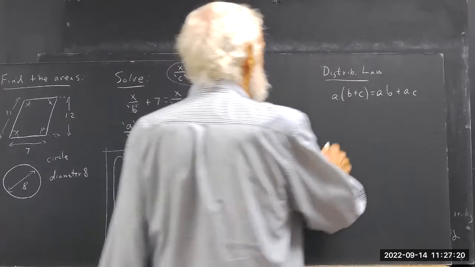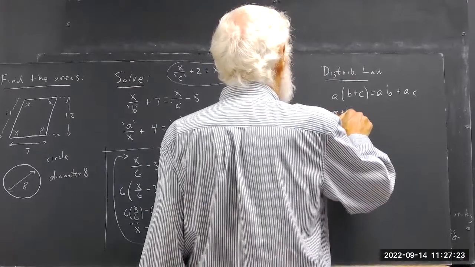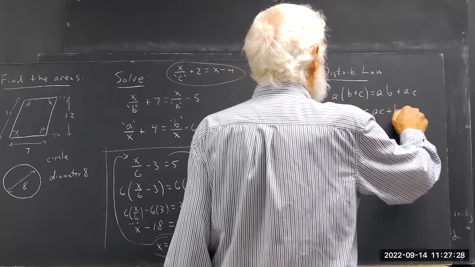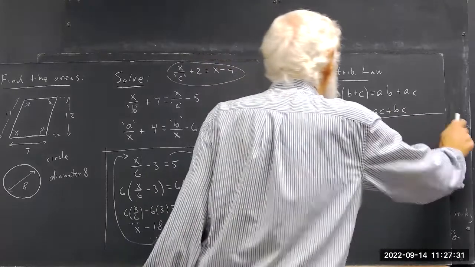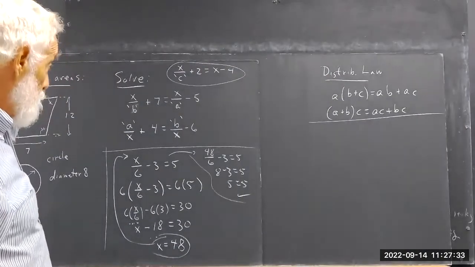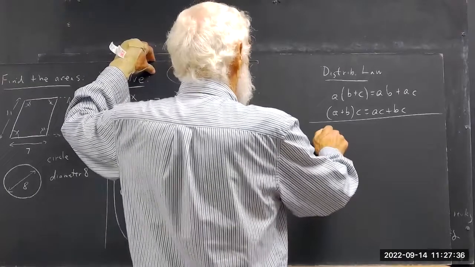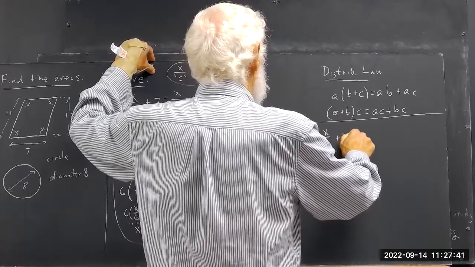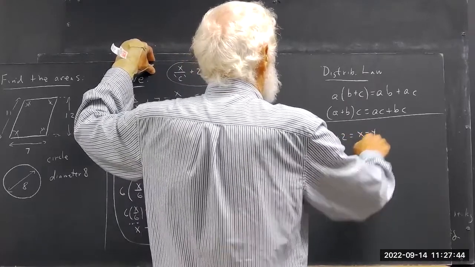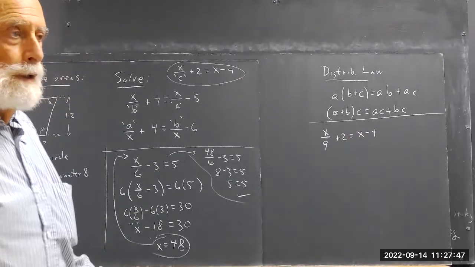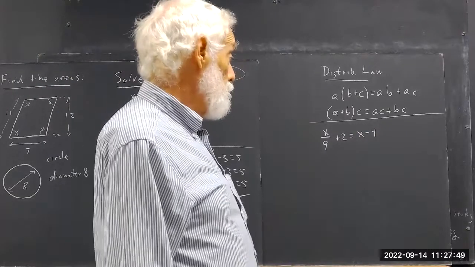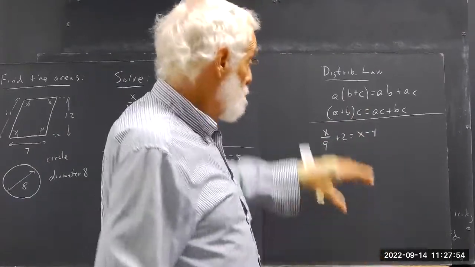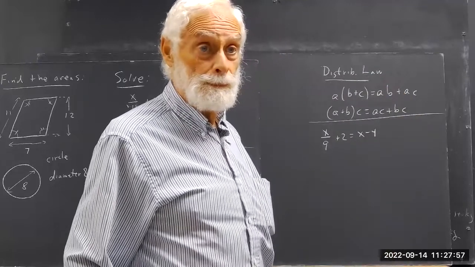Well, the other way of stating it: if you have (A plus B) multiplied by C, that would be A times C plus B times C. Okay, now how does that apply up here? Let's say I have x over 9 plus 2 equals x minus 4. I can't multiply just this by 9. I can't multiply this side by 9 and not multiply this side by 9. I have to multiply both sides by the same number.